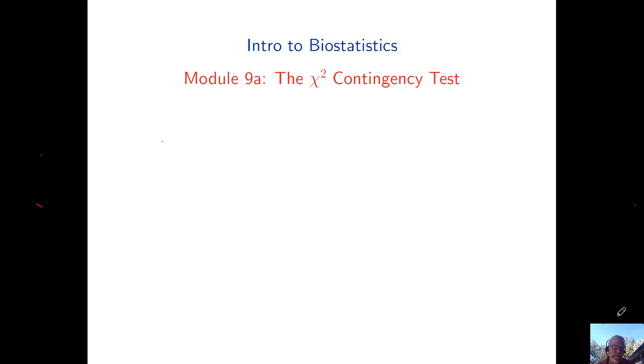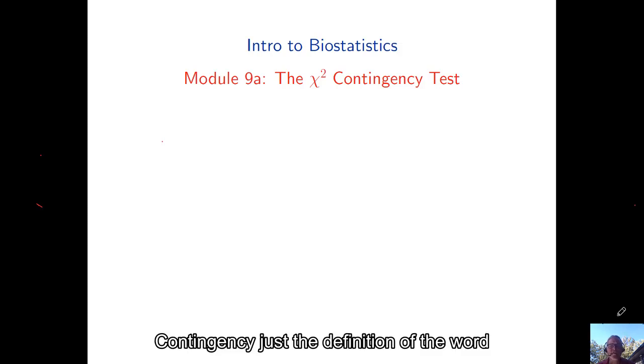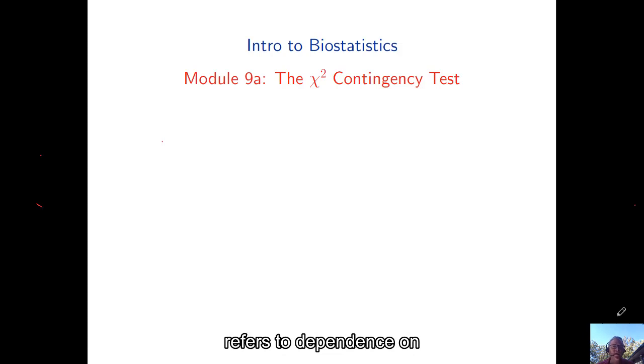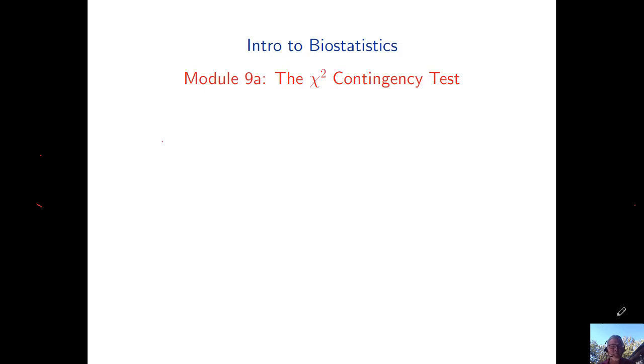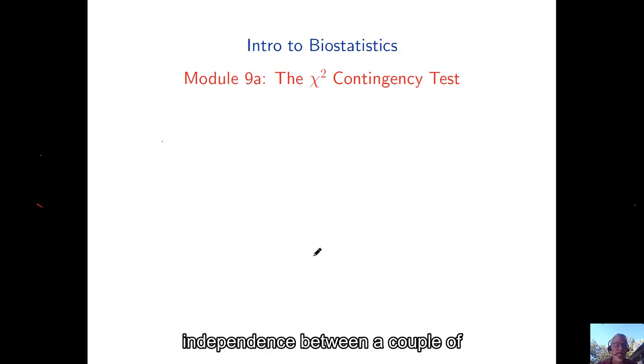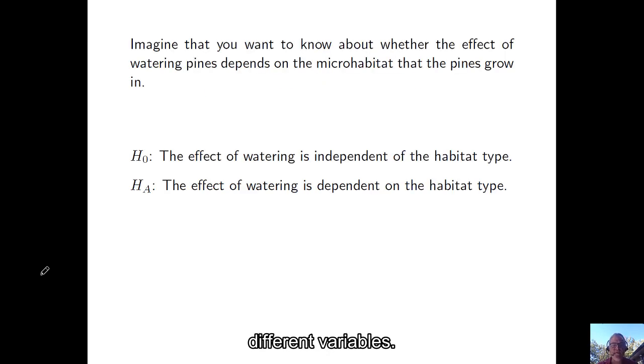And so contingency, just the definition of the word, refers to dependence on something, like, I'll give you my car contingent on you paying me $10,000 or whatever. So contingent is the notion of dependence. So this is really a test of independence between a couple of different variables.